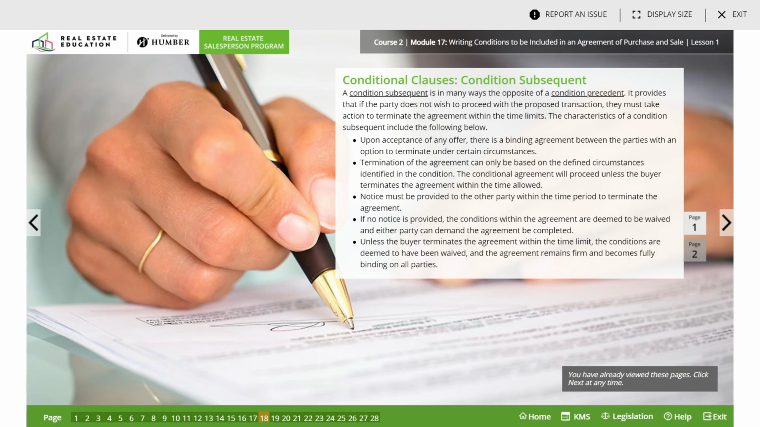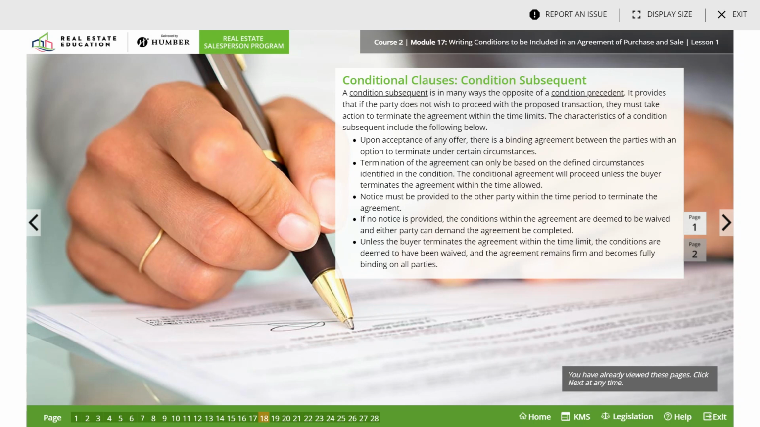Upon acceptance of any offer, there is a binding agreement between the parties with an option to terminate under certain circumstances. Termination of the agreement can only be based on the defined circumstances identified in the condition. The conditional agreement will provide unless the buyer terminates the agreement within the time allowed, notice must be provided to the other party within the time period to terminate the agreement. If no notice is provided, the conditions within the agreement are deemed to be waived, and either party can demand the agreement to be completed.